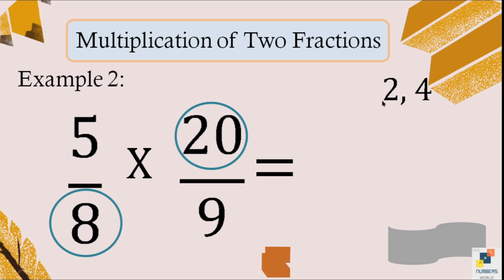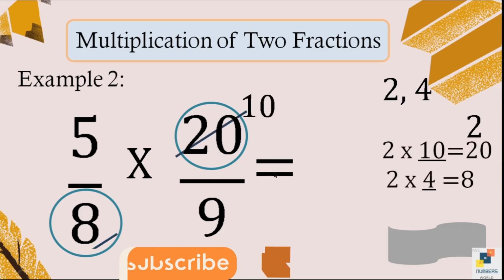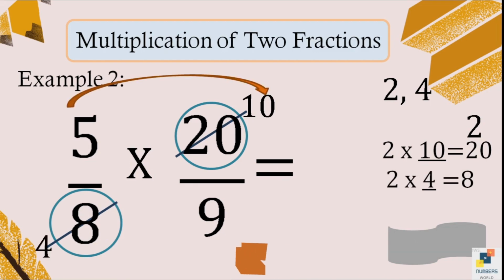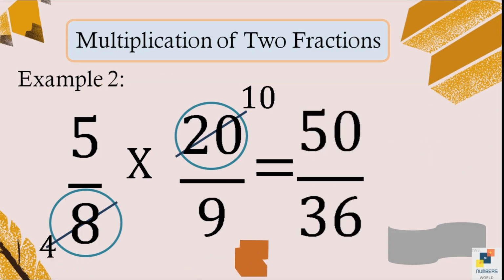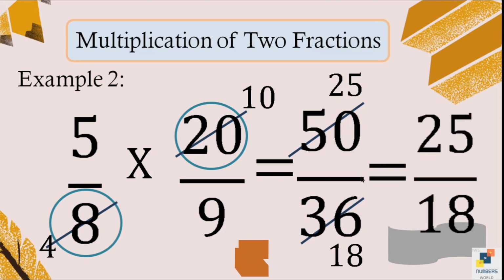But what if we do it with 2? What if we divide 20 on 2? So 2 tens are 20 and 2 4s are 8. Now we are going to multiply our numerators, like 5 and 10, and denominators, like 4 and 9. The answer will be 50 by 36. You may clearly see that 50 and 36 both are even numbers and can be simplified on 2. 2 25s are 50 and 2 18s are 36. So the answer fraction is 25 by 18.